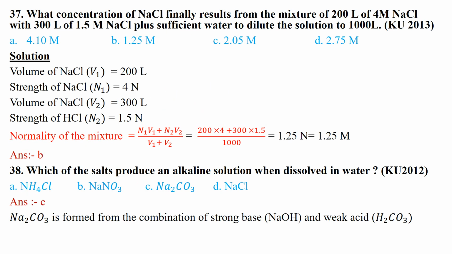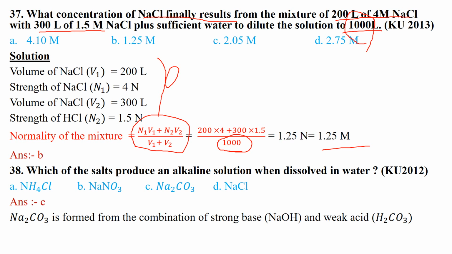Next question. What concentration of sodium chloride finally results from the mixture of 200 liter of 4 molar NaCl with 300 liter of 1.5 molar NaCl plus sufficient water to dilute the solution to 1000 liter? So the final volume of the solution is 1000 liters, that is 1000 is here. Then just use the concept of molarity of the mixtures. Then the answer will be 1.25 molarity. Here are different data, so very simple questions.